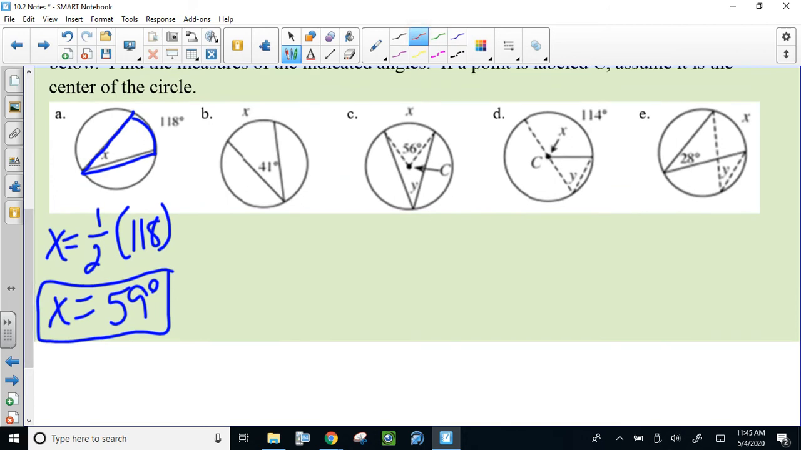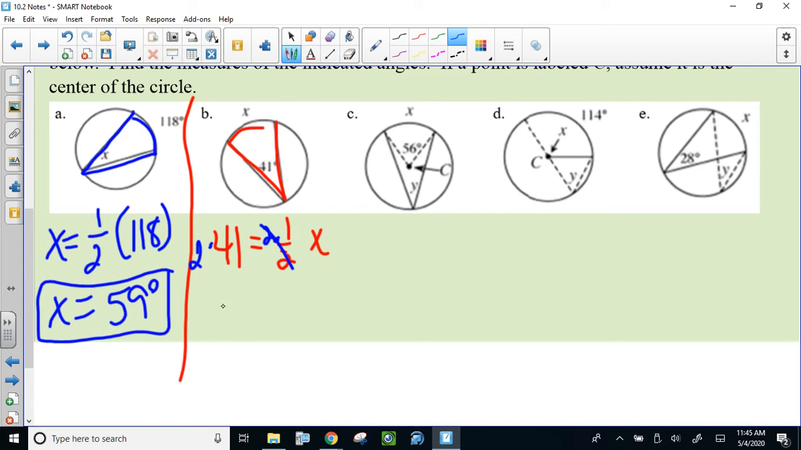So then here on part B, we are looking for the arc now. We can see the inscribed angle. So 41 is the inscribed angle. It's equal to half of its arc. Or we could multiply by 2 to get rid of that fraction. So 82 must be the arc.